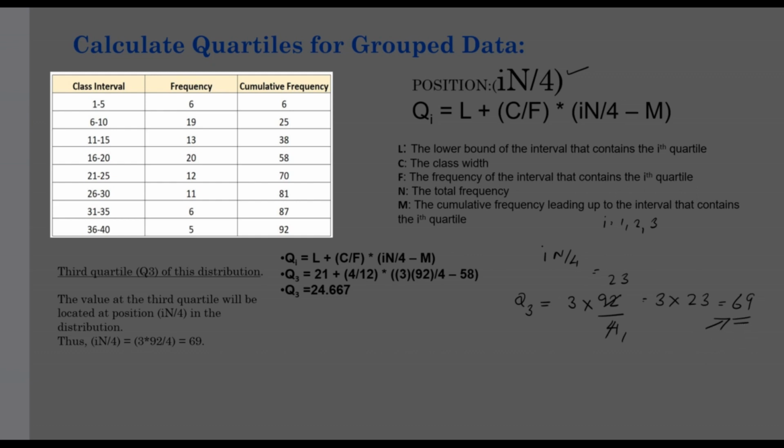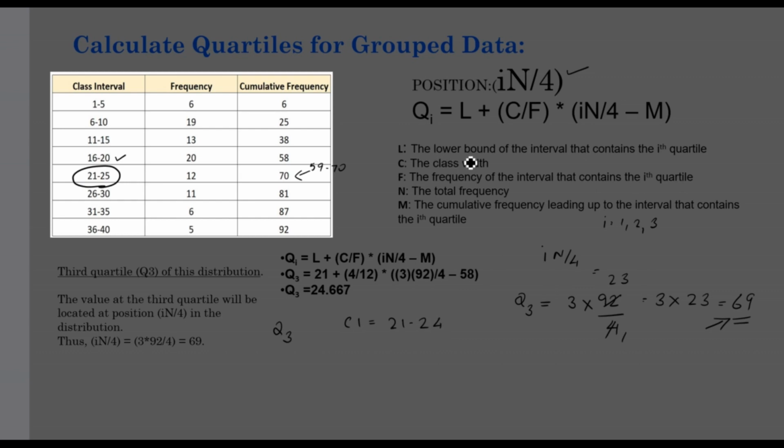For that we check the cumulative frequency. Up to 25 it belongs to this, up to 38, up to 58 it belongs to 16 to 20, then 59 to 70 entries are here in this class interval 21 to 25. Because 69 is our index value, now we have got the quartile class interval for Q3.